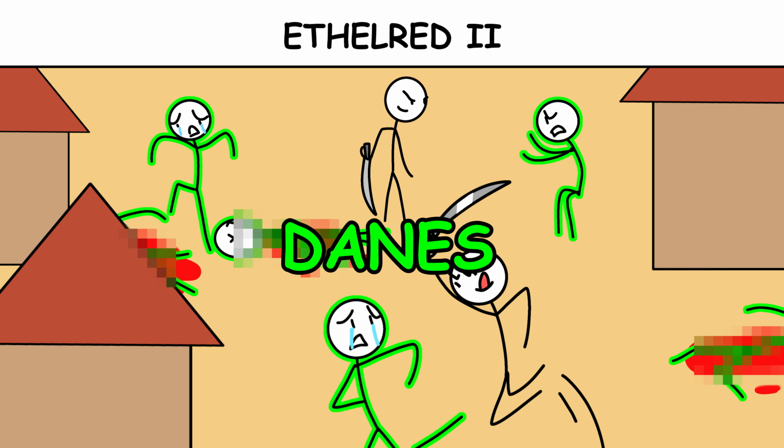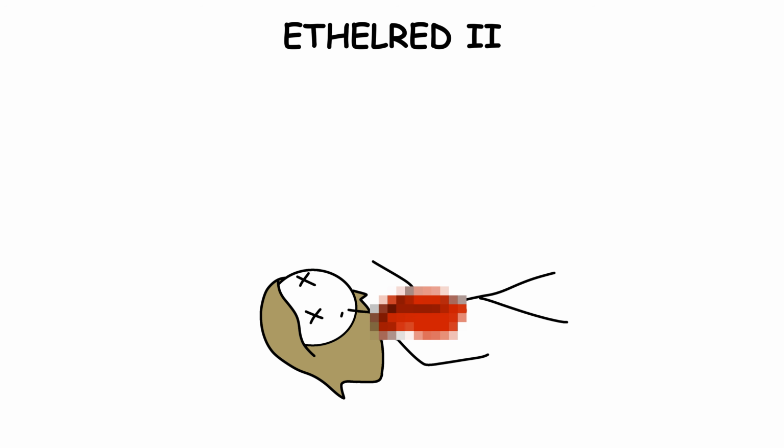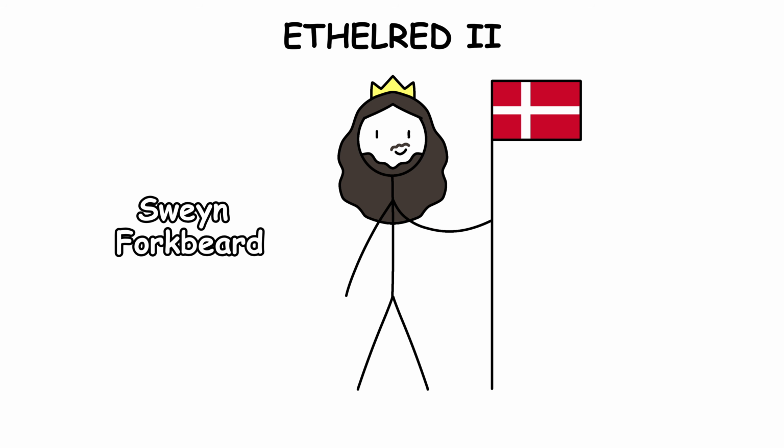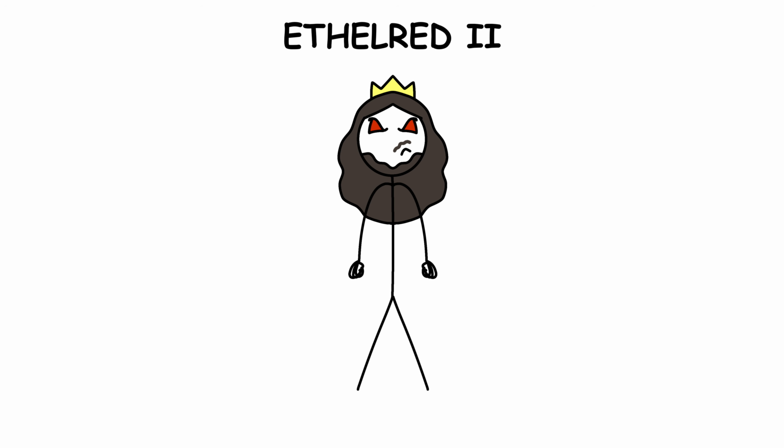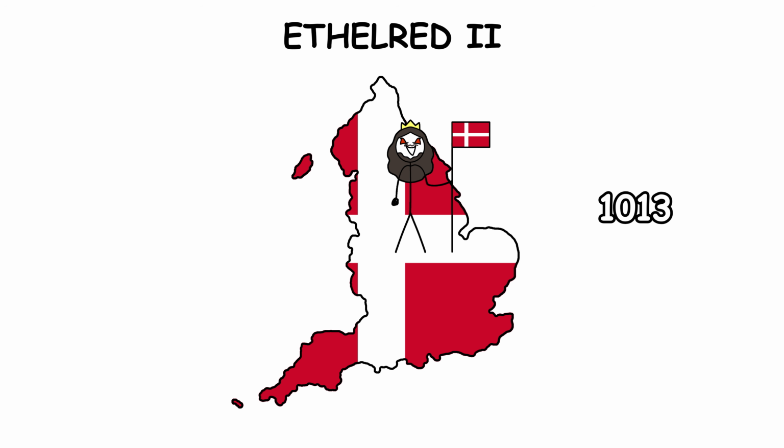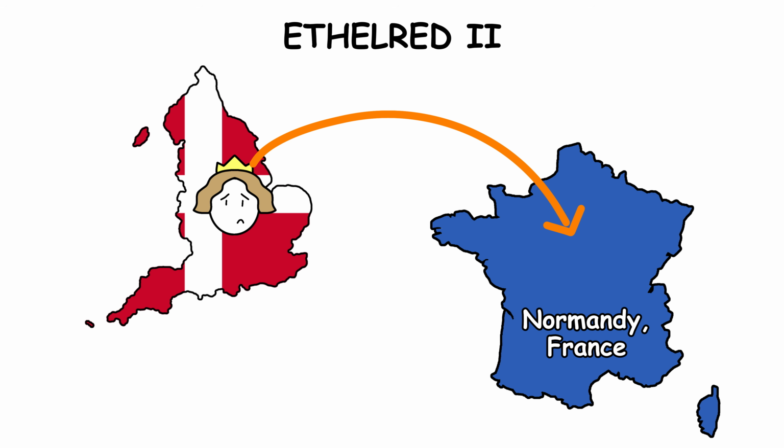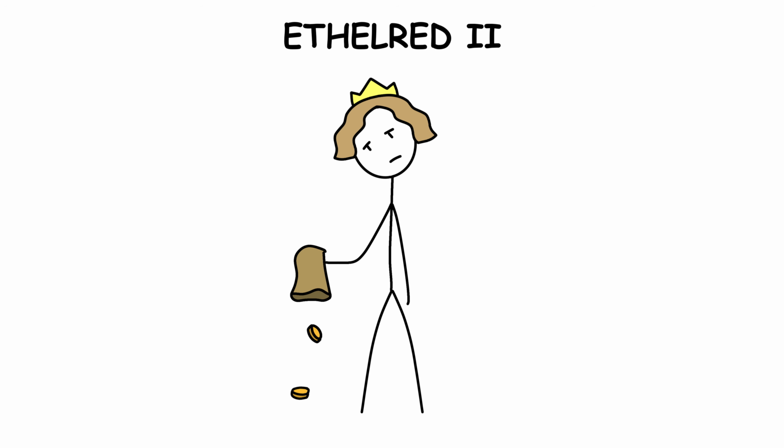In 1002 AD, Ethelred ordered the massacre of all Danes in England. Among the victims was Gunhild, sister of Danish king Sweyn Forkbeard. Sweyn invaded, seeking revenge, and conquered England in 1013 AD. Ethelred fled to Normandy, having literally paid for his own defeat.